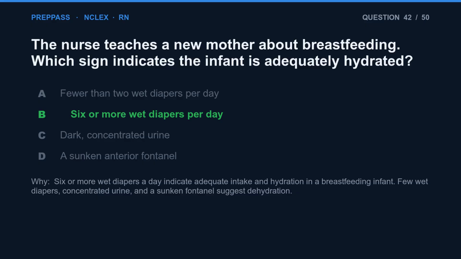The correct answer is B. 6 or more wet diapers a day indicate adequate intake and hydration in a breastfeeding infant. Few wet diapers, concentrated urine, and a sunken fontanelle suggest dehydration.